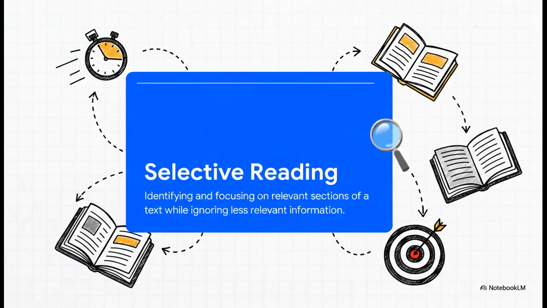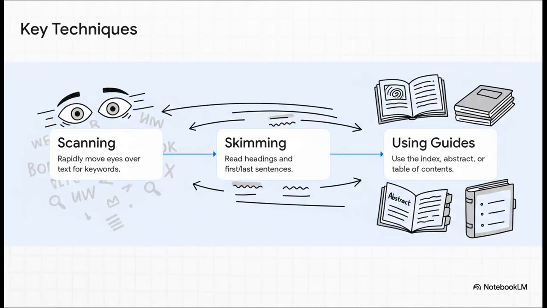Selective reading is basically your go-to strategy when you're on a mission. You've got a specific question you need to answer or a single piece of data you have to find, and you just don't have time to read every single word. It's all about efficiency. So, how do you actually do it? Well, there are 3 key techniques.